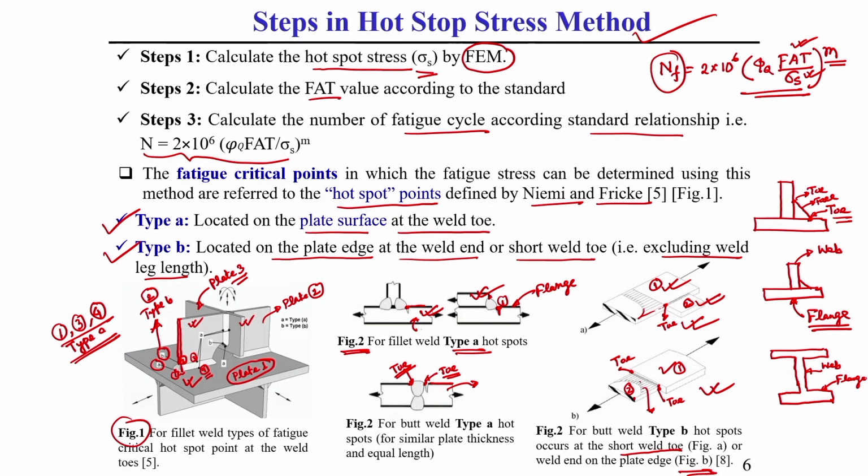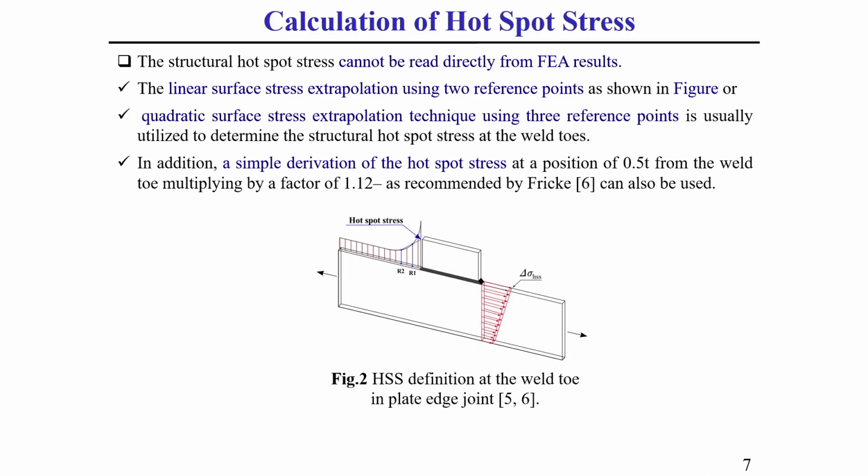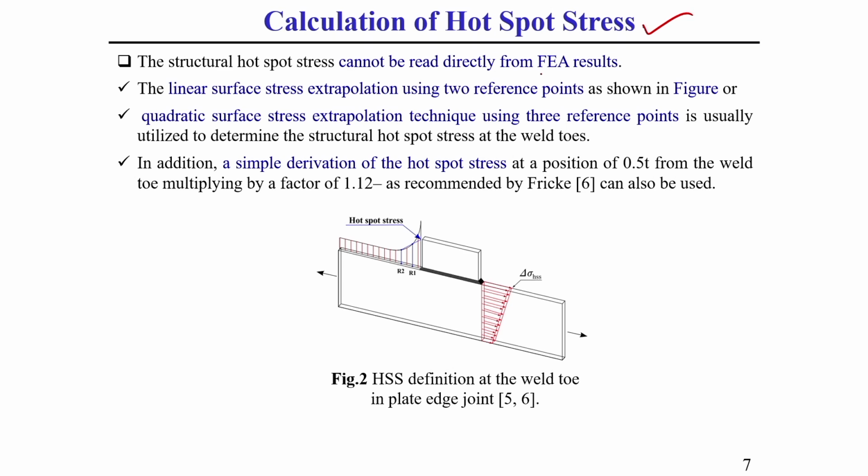Now, for type A and type B, the calculation method is generally different. That related things also I will discuss in subsequent slides. So, how to calculate this hot spot stress, that we need to know. Generally, for calculating the hot spot stress, we can use the experimental method, more popularly used, but the experimental method is time consuming and also costly. That is why we can estimate the hot spot stress by using FEA results, that means FEM analysis also.